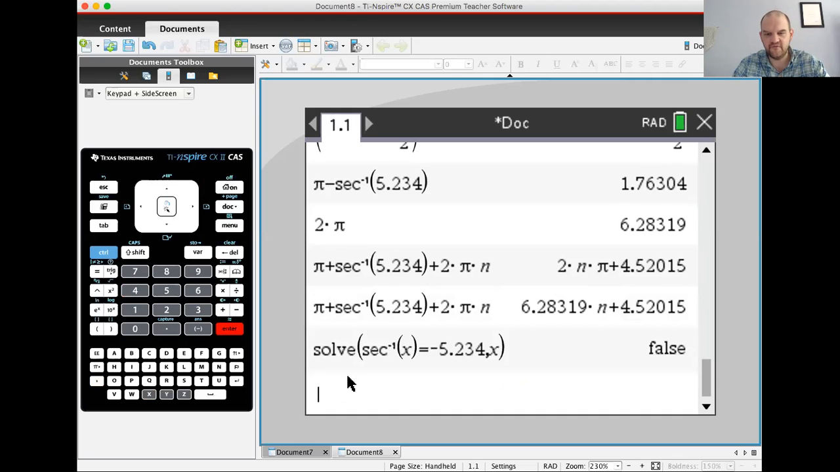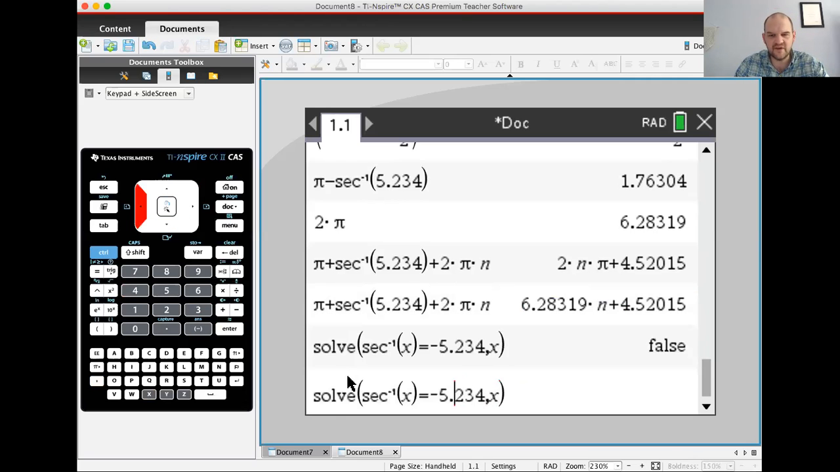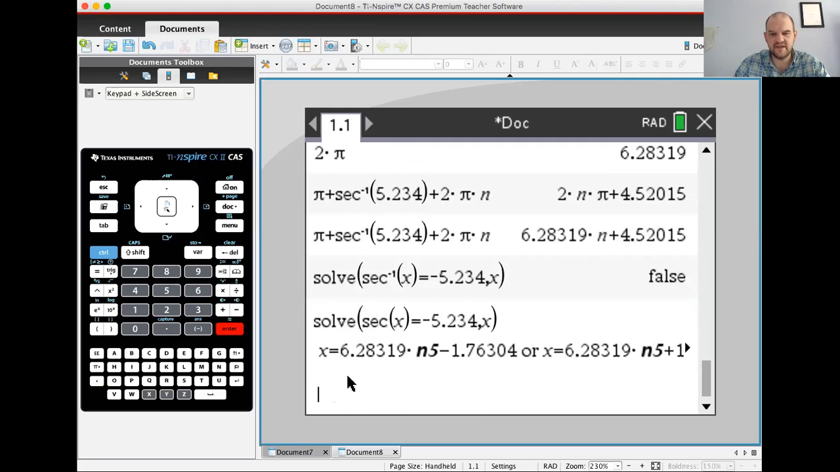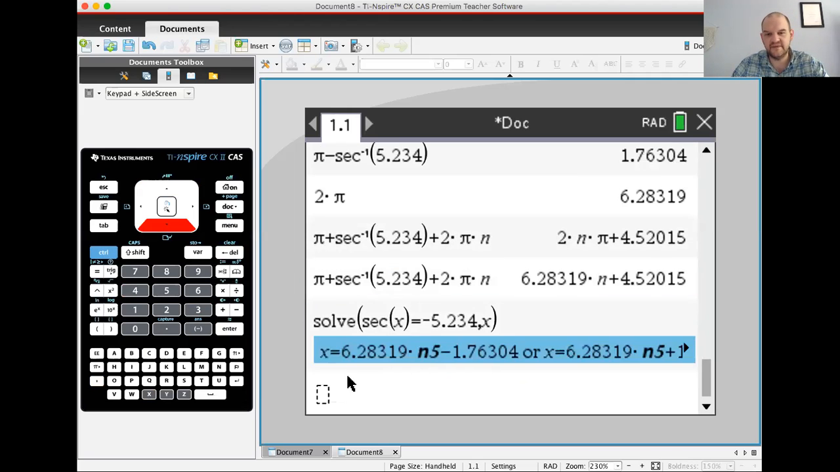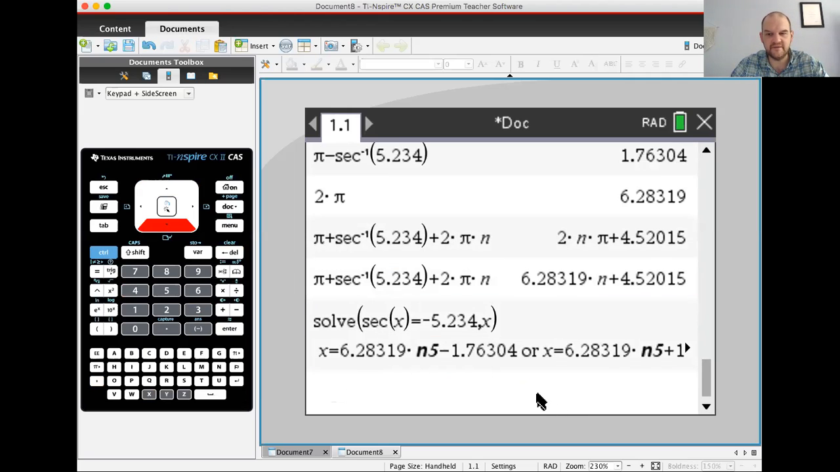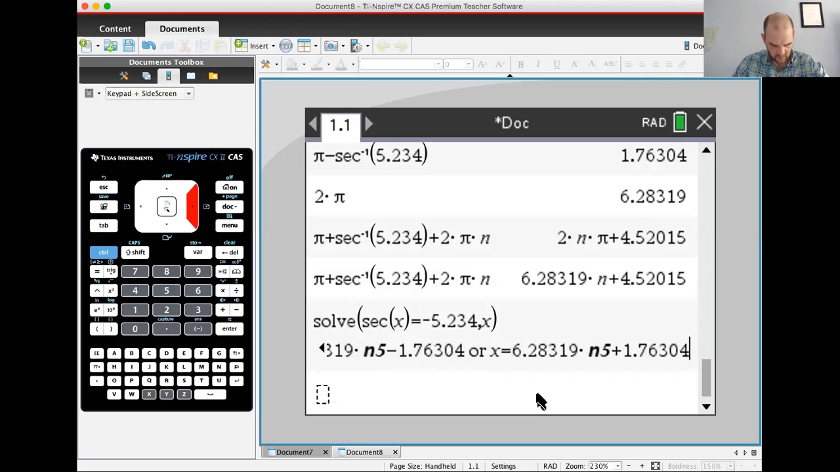False. False. Negative secant definitely equals negative 5.234. Why are you telling me that's false? Oh, inverse secant. What am I doing? That's why. It's inverse secant. Come on. Let me delete that. That never happened. All right. So one of these I think will be the same. 1.763. That we definitely got.